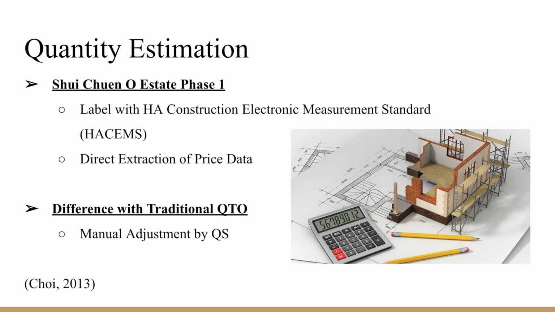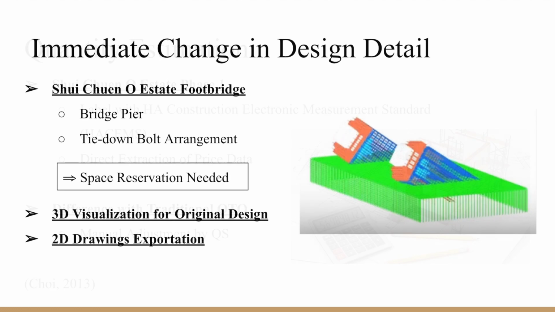Another BIM function applied in this project is quantity takeoff. In phase 1 of the project, the contractor employed labels with the HA construction electronic measurement standard on building components, which allowed the quantity surveyor to directly extract price data from the existing database in the model. Manual adjustments were done by the QS to reduce the discrepancy with traditional quantity takeoff from 10% to 5%.